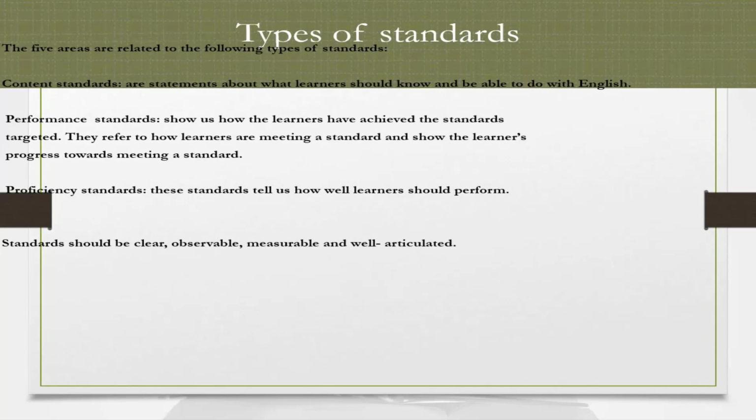بمعنى انه شنو هما الحوايج اللي التلاميذ المتعلمين خاصهم يعرفوا يكونوا قادرين على انهم يديروا بهذه اللغه الانجليزيه. كاين عندنا ال performance standards show us how the learners have achieved the standards targeted. They refer to how learners are meeting a standard and show the learners' progress towards meeting a standard.